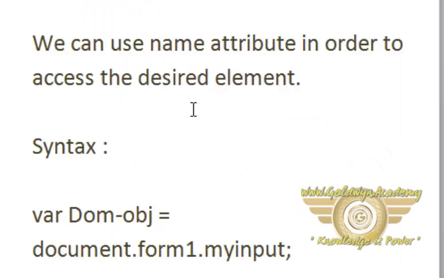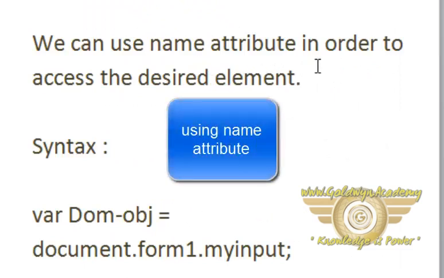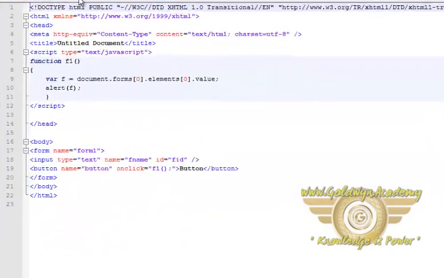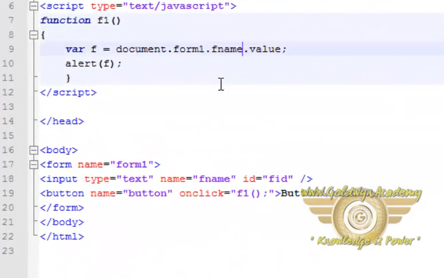Okay. Now the second method: we can use the name attribute in order to access the desired element. First document, then dot name of form, then dot name of element. Let's see the example.